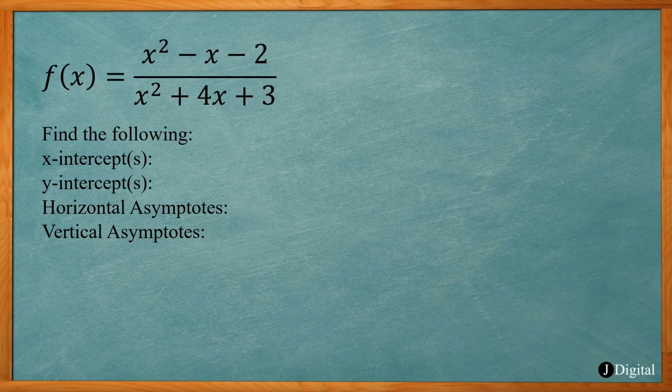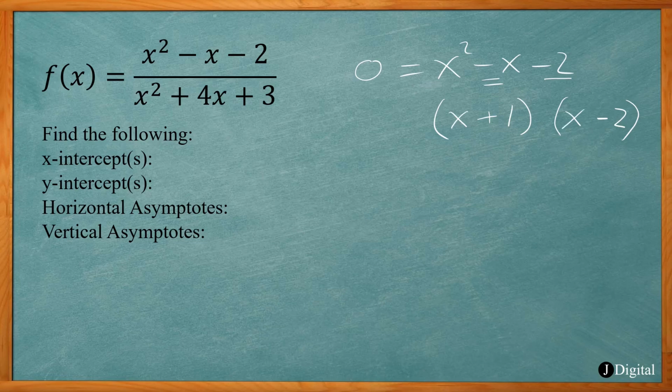Alright, so this problem has x squared minus x minus 2 over x squared plus 4x plus 3. Again, for our x-intercept, our y is equal to 0, so our numerator is equal to 0. Just need to factor. There were two numbers that multiply to give you -2 and add up to -1. That's going to be -2 and +1. 1 times -2 is -2, and -2 plus 1 is -1.